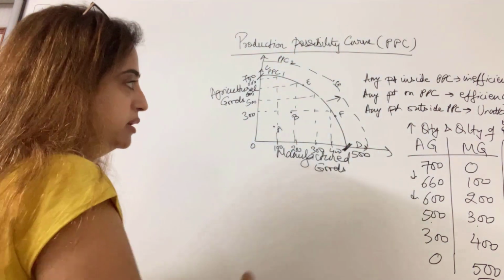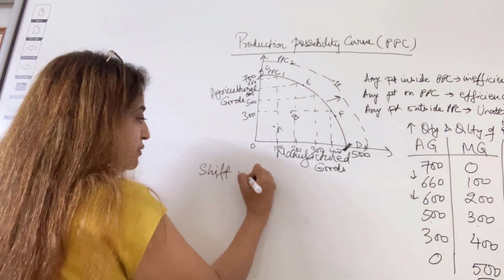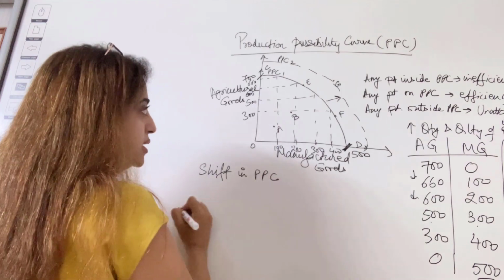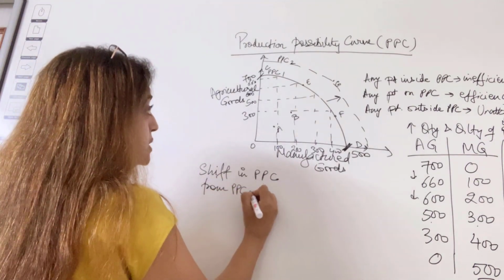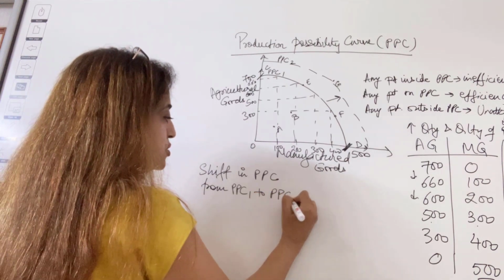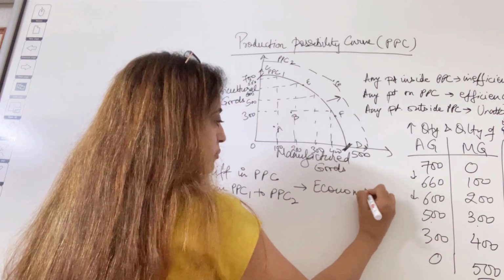This can be done by economic growth. Okay, so shifting PPC from PPC 1 to PPC 2 can be done by economic growth.